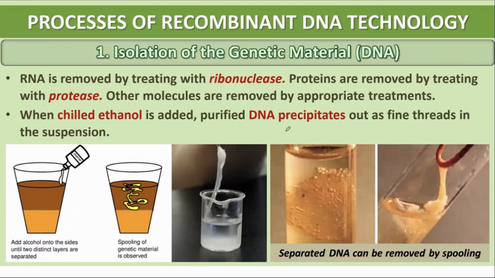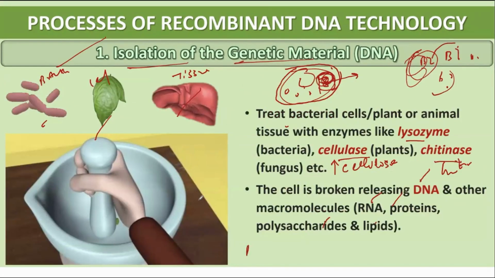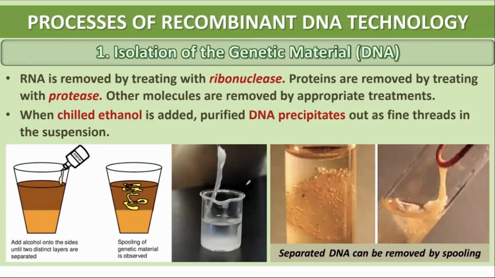To remove those contaminants, what are the contaminants? As I mentioned, we have a lot of things here. We'll have the DNA, the RNA, the protein, the lipids, etc. Except DNA, because we desire the DNA, everything else will be treated as a contaminant.